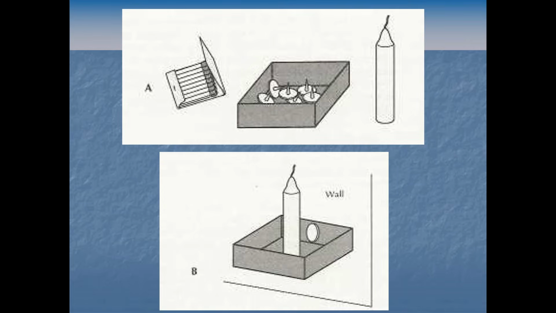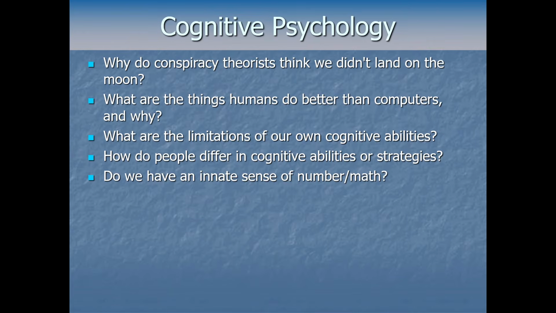So cognitive psychologists study problems like this, not just to see how quickly people can solve things or who solves it better than others, but to understand the basic principles and thinking processes that underlie problem solving in our day-to-day lives or in our professional lives. And another cognitive psychologist might ask, do we have an innate sense of number or math, or what's happening in our head when we solve complicated math problems? Perhaps we answer that by scanning the brain while we do math problems.